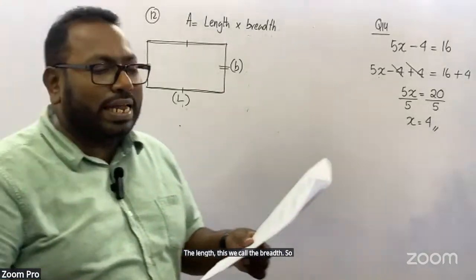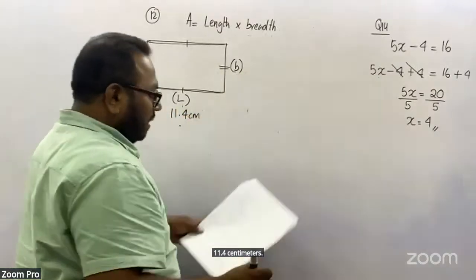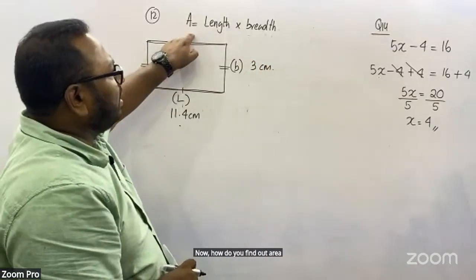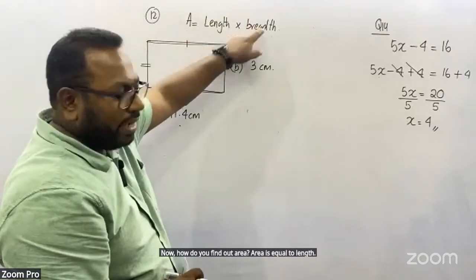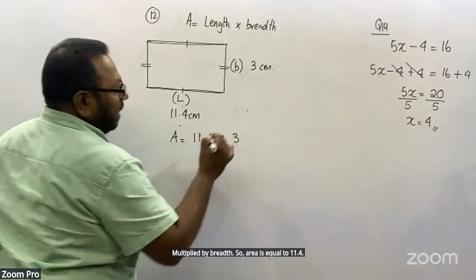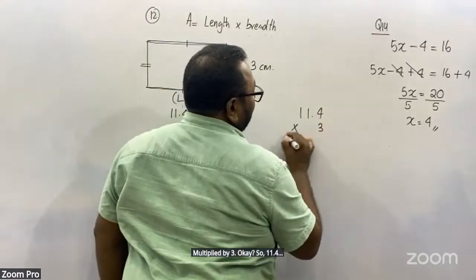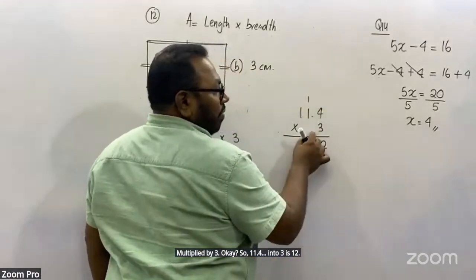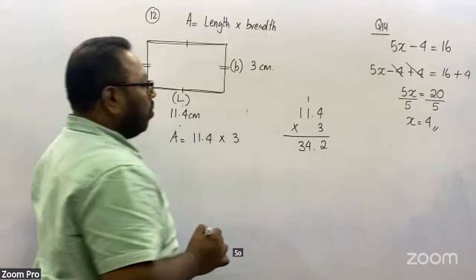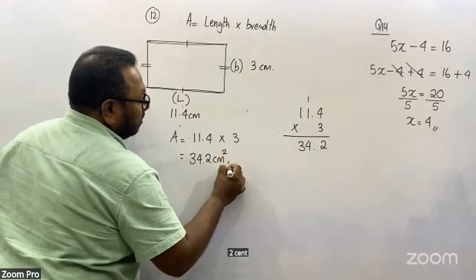So here they are giving you the length as 11.4 centimeters. Breadth is 3 centimeters. Now, how do you find the area? Area is equal to length multiplied by breadth. So area is equal to 11.4 multiplied by 3. 1 multiplied by 3 is 3, plus 4 multiplied by 3 is 12. So 34.2 centimeters square.